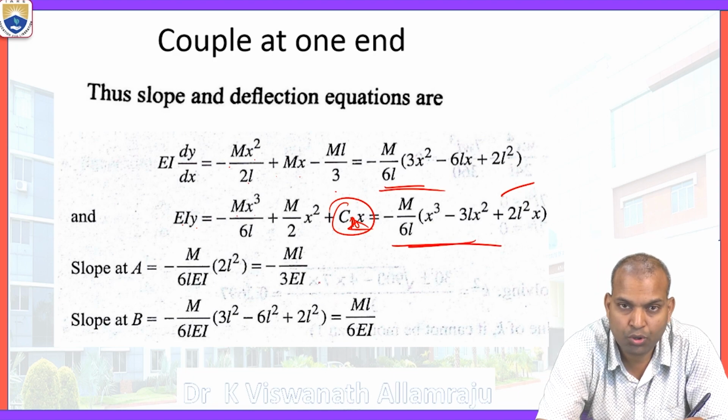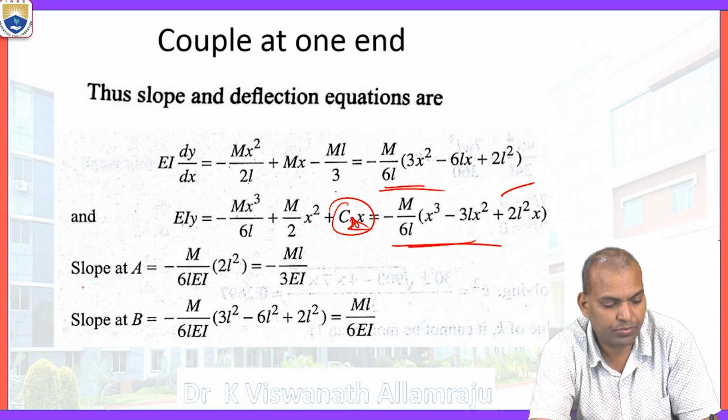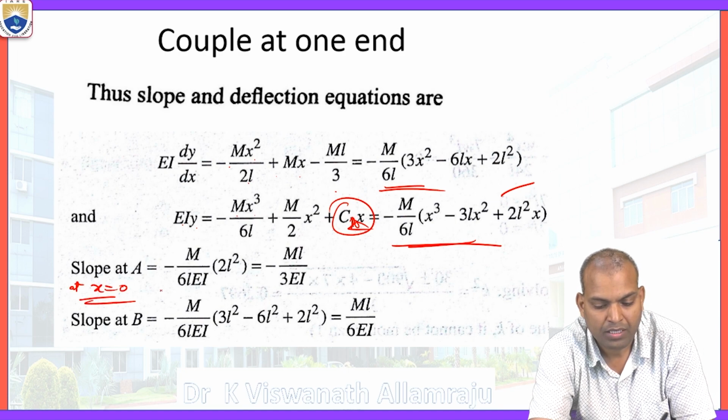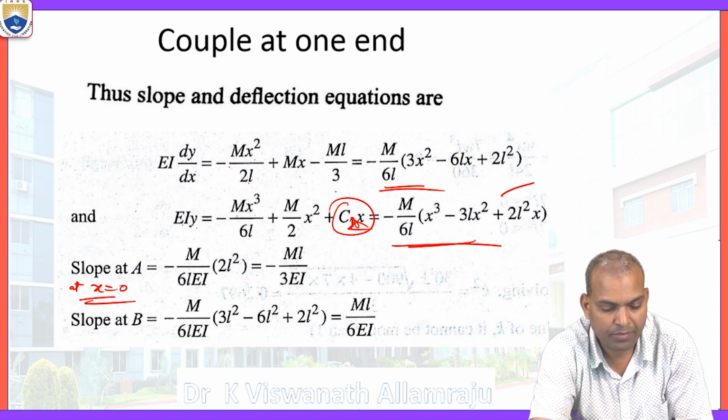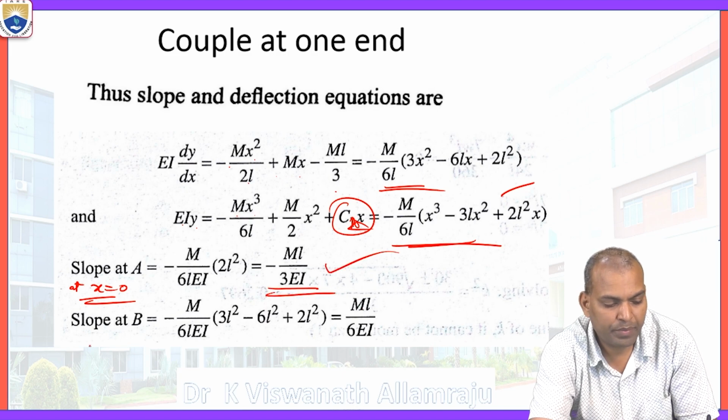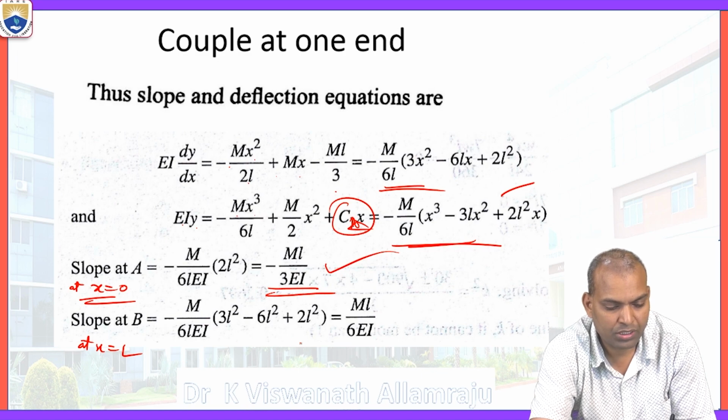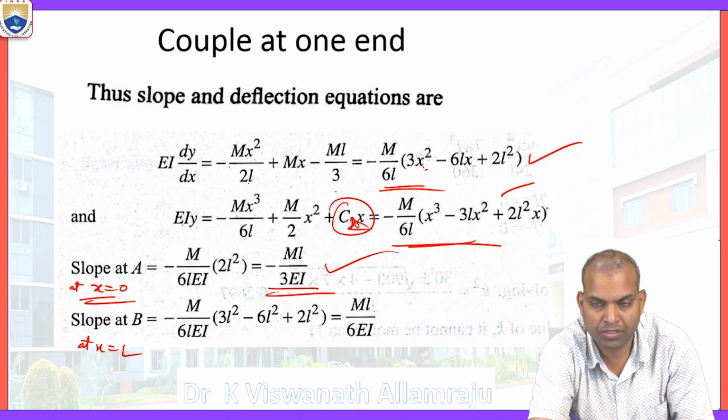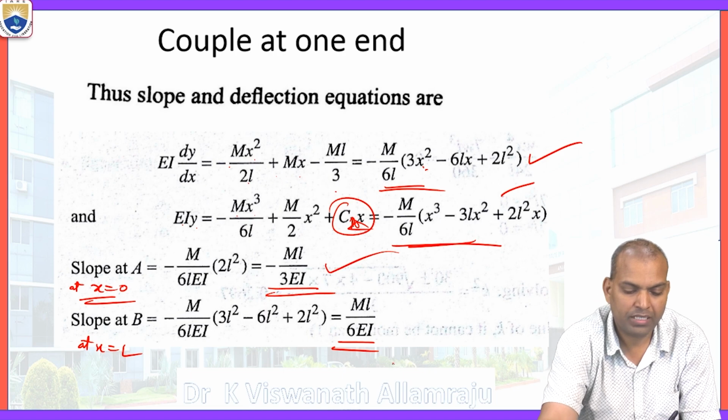Now what is the slope at A? At x equal to 0, substitute in the slope equation, then the equation becomes minus ML by 3EI. Slope at B, at x equal to L, substitute in the slope equation, that is ML by 6EI.